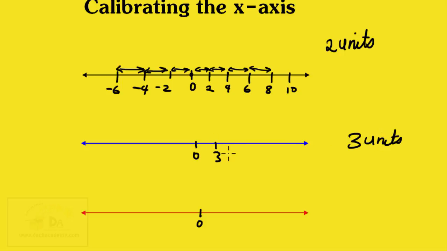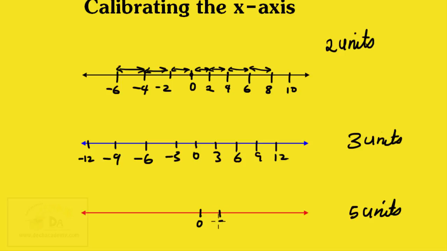0, the next one, 3, 6, 9, 12. Minus 3, because values decrease by the interval as we move from right to left. Minus 3, minus 6, minus 9, minus 12. Here, we're going to use an interval of 5 units. Values increase from left to right, so 0, 5, 10, 15, 20, and so on. Minus 5, minus 10, minus 15. So here we have an x-axis calibrated with an interval of 5 units.